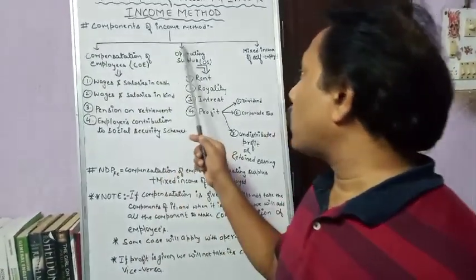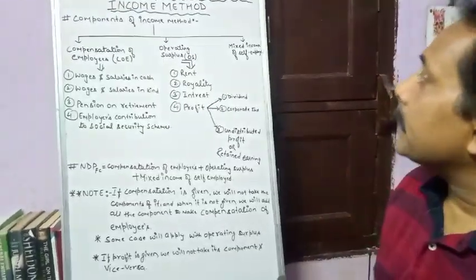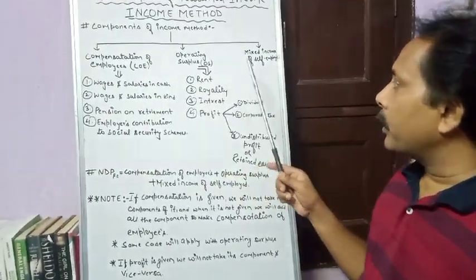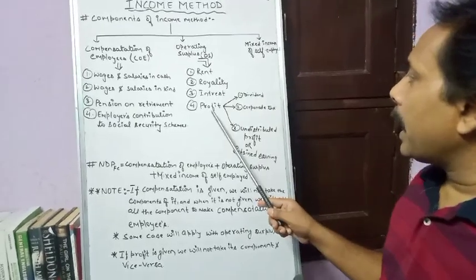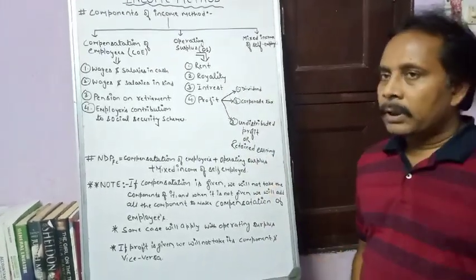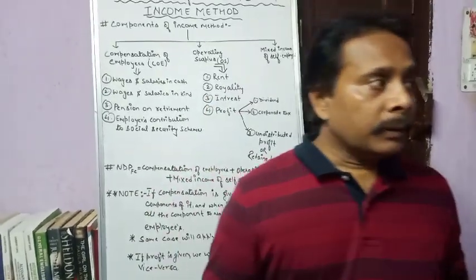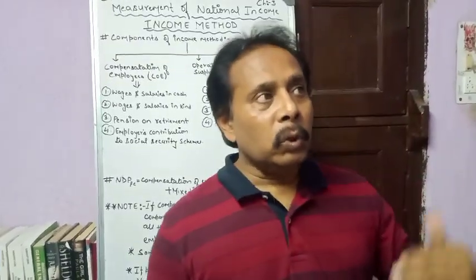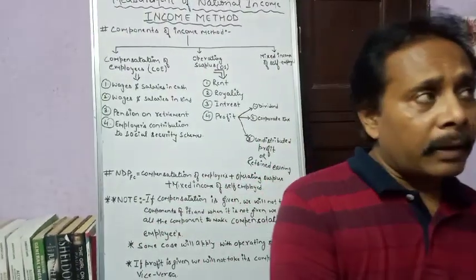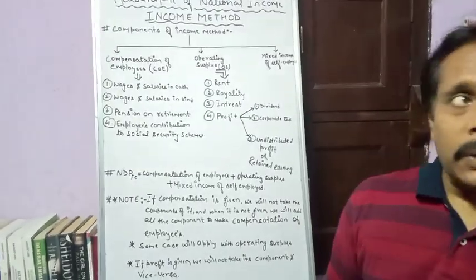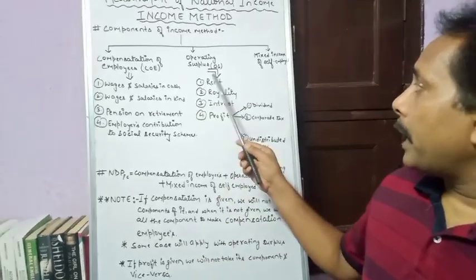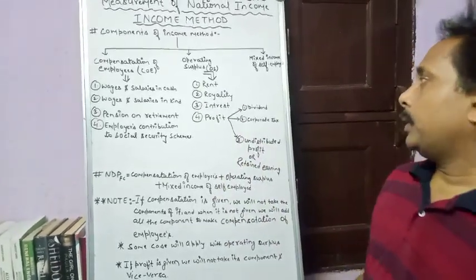Now come to the second component. It is known as operating surplus. Operating surplus contains rent, royalty, interest, and profit. So what is rent? Rent is a part of income when the owner provides land and buildings to the producers. That producer gives a particular amount, and that amount is known as rent.